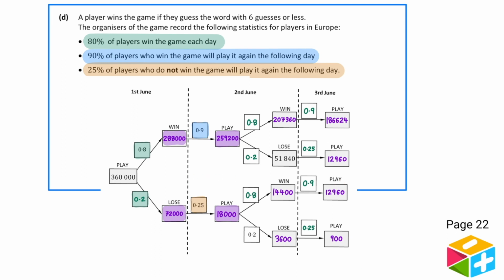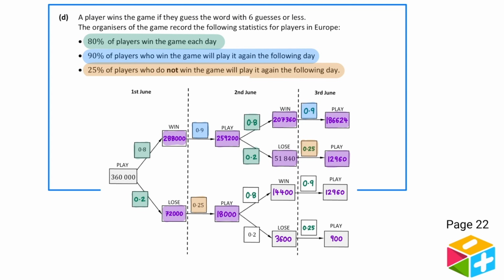Starting with the upper half, of the 259,200 people who played on the 2nd of June, 80% or 0.8 will win and 20% or 0.2 will lose. We can multiply by these probabilities to get the number of players who win and lose. Remember, 90% of players who win will play again the following day. So if we have a box labelled win, we should multiply by 0.9 to find the number of those players who play the following day. 25% of players who lose the game will play again the next day. So if we have a box labelled lose, we should multiply by 0.25 to find the number of those players who will play again the next day.